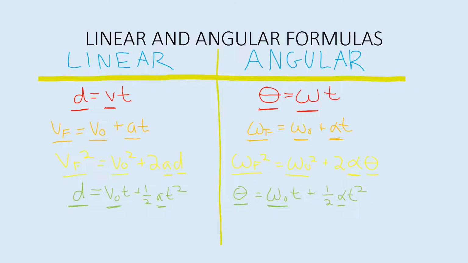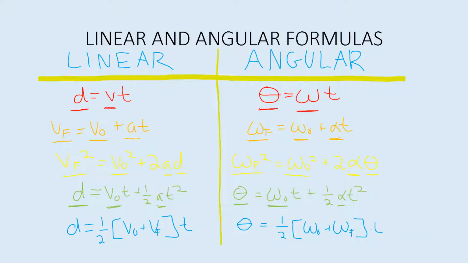And lastly, we have distance equals 1/2 the initial velocity plus the final velocity times the time, and that will correspond to theta equals 1/2 omega initial plus omega final times the time, where the theta is going to represent the distance and the two omegas here are going to represent the initial and final velocity in our linear formula.